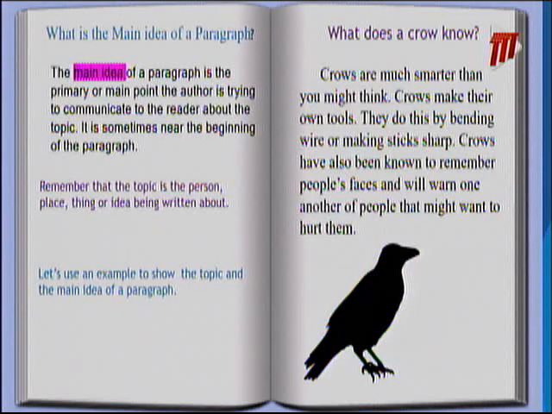So I have a little piece here called What Does the Crow Know? And we're going to talk about what the topic of that is before we get into the main idea. So let's read it together and see if we can talk about what the topic is, what it's trying to tell us about. So what does a crow know? Crows are much smarter than you might think. Crows make their own tools. They do this by bending wire or making sticks sharp. Crows also have been known to remember people's faces and warn one another of people that might want to hurt them.